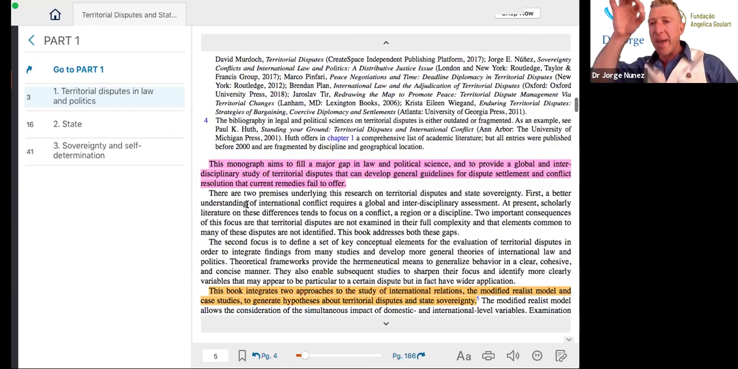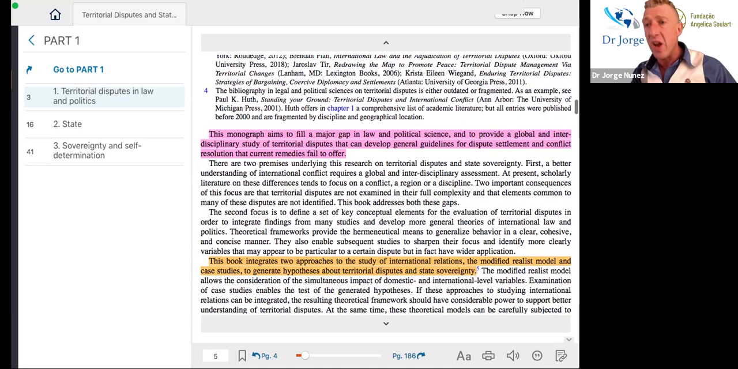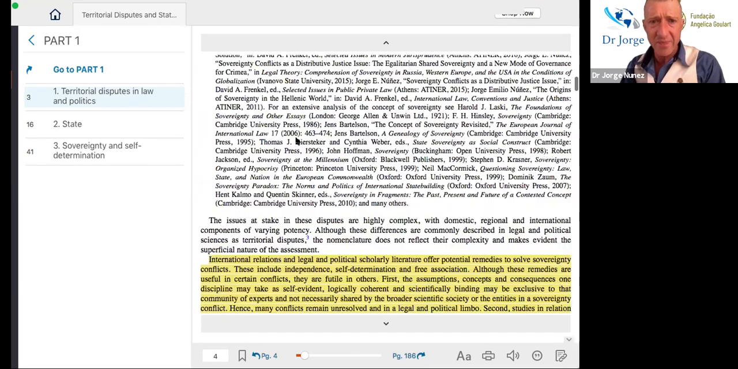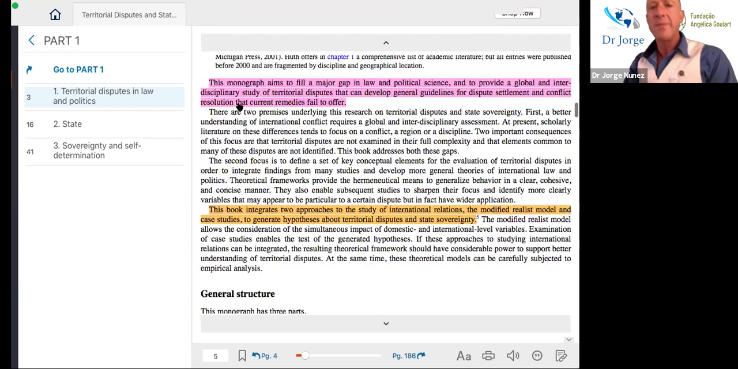I can do many things with territorial disputes. I can do many things with remedies. I have to tell the reader, and this is a long book, I think more than 90,000 words long. So I tell my reader in the introduction very early, probably on my second page, at page 2, the monograph aims to fill a major gap on, etc. Again, I'm not going to discuss the content of my book. That's not the point. The point is to show you the example.